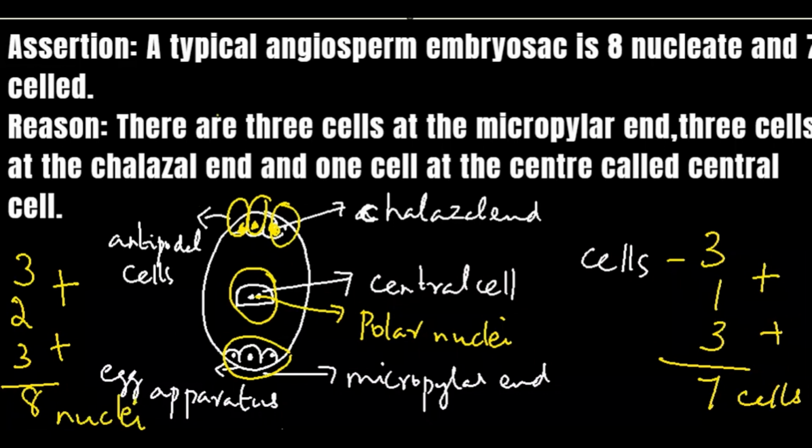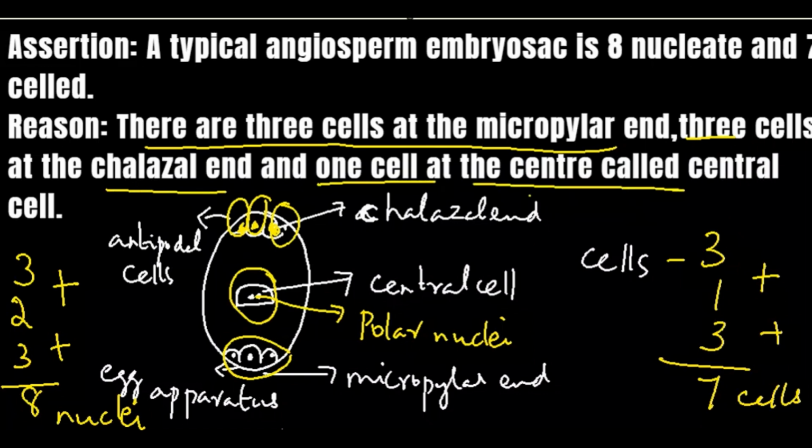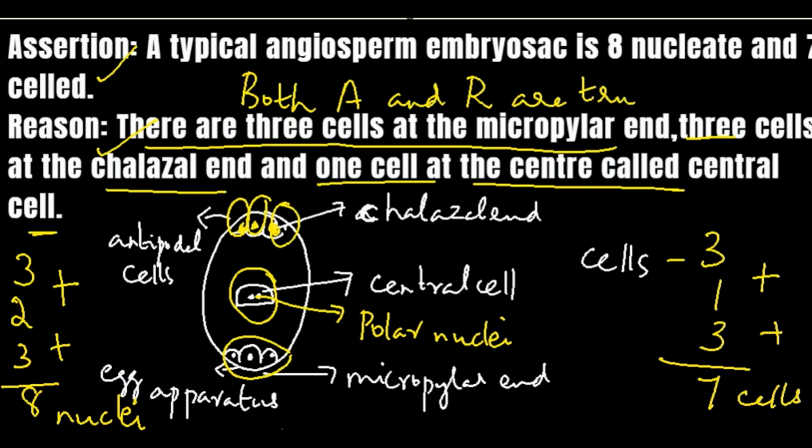Which means that the reason given here, there are 3 cells at the micropylar end, 3 cells at the chalazal end, and 1 cell at the center called central cell, becomes true. Assertion is also true. So both the assertion and reason are true. And not only that, reason is the correct explanation for assertion. So which means it becomes option A.